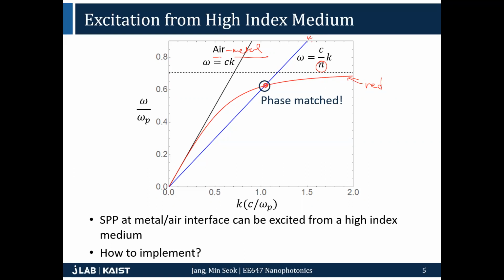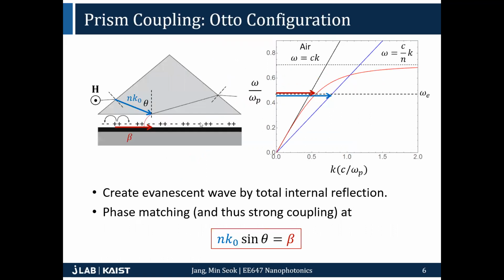But this is very conceptual, right? I just drew a dispersion relation, so how do we implement that? That's the real question. How can we actually create a system where we can use a high index medium? So the way you do it is using a prism. I will go through multiple ways you can use this high index medium. So one way is using a prism.